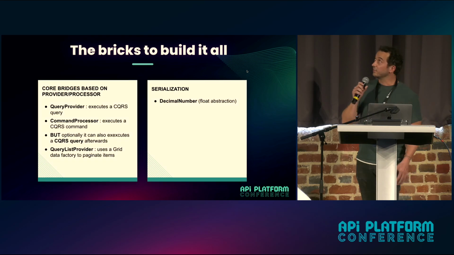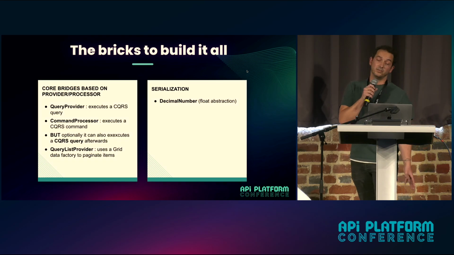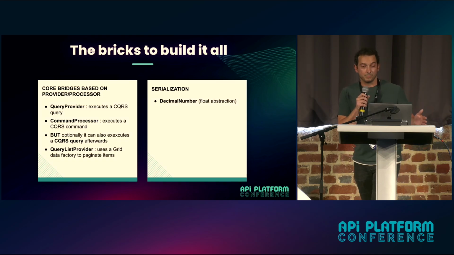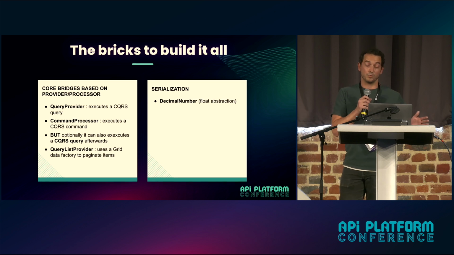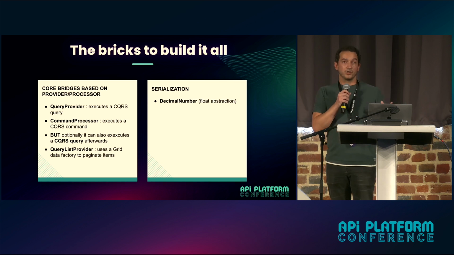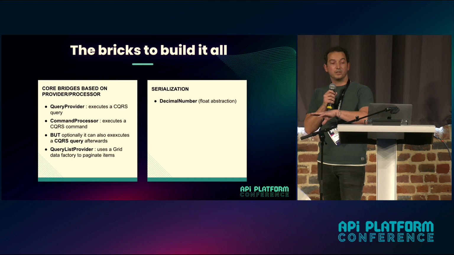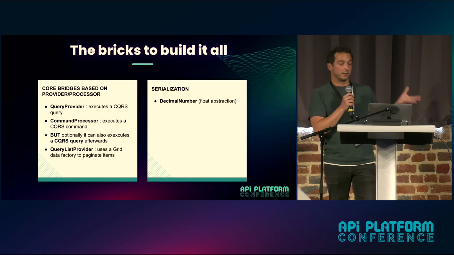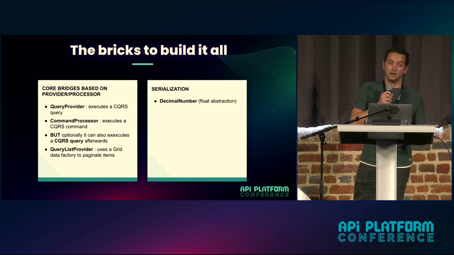So that's for the execution part, and the rest, almost 50% of all the feature, if not more, was about serialization. How do we transform the input JSON inside our CQRS object, and in the other way, how do we output it?